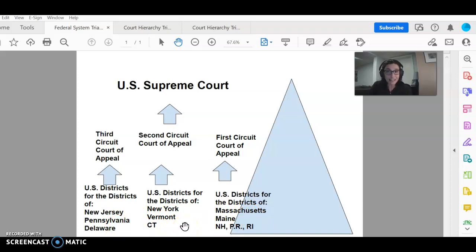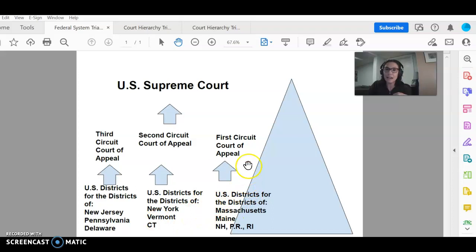They might be highly persuasive. We often see district courts look to one another, say, hey, what did my sister court over here decide? Because I want to see what they said. But none of it is binding, because these are all lower courts.